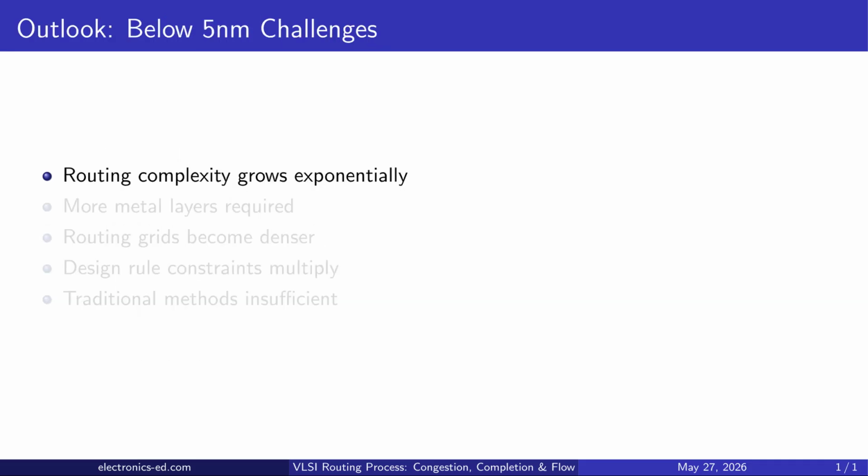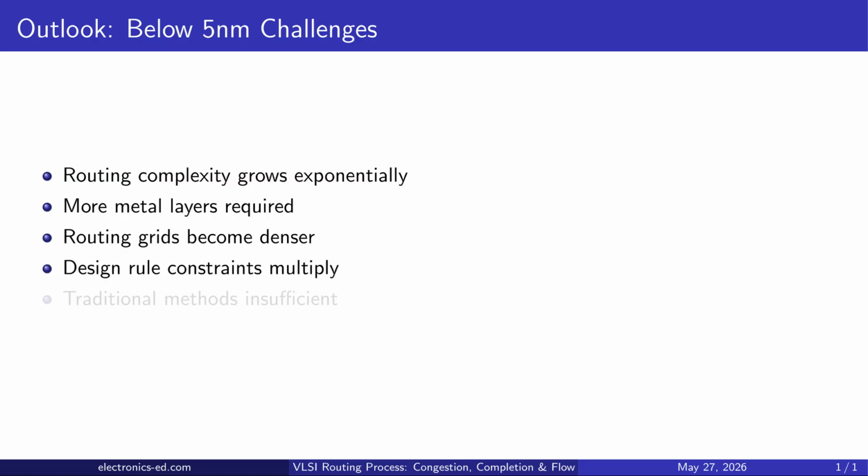Routing complexity grows exponentially as we scale below 5 nanometers. More metal layers are required to handle all the connections. Routing grids become much denser, making congestion worse. Design rule constraints multiply at advanced nodes. Traditional routing methods are no longer sufficient.